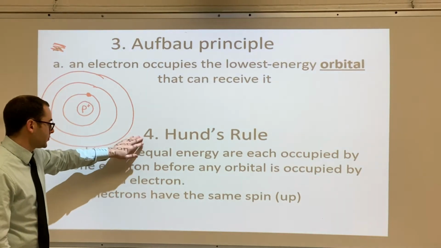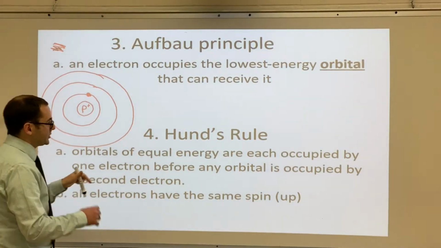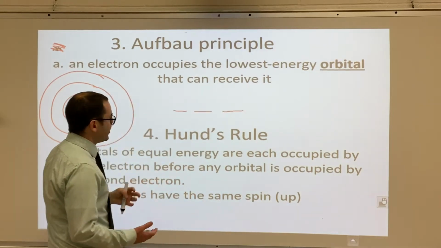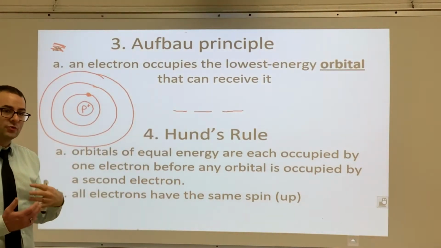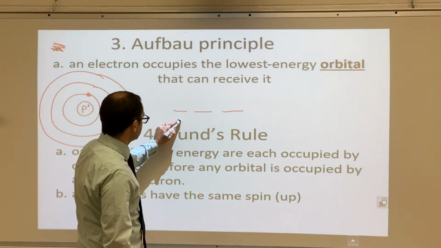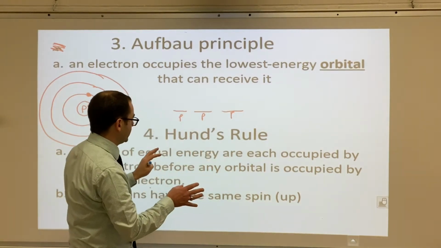Then there's also Hund's rule, which says orbitals of equal energy are each occupied by one electron before any orbital is occupied by a second electron. All electrons have the same spin, which is up. All right, now this part gets a little bit weird, but when we get into electrons, think about the p orbitals, right? There's three different kinds of p, right? There's the x, the y, and the z. So if these are all p, they all have the same amount of energy, all right?